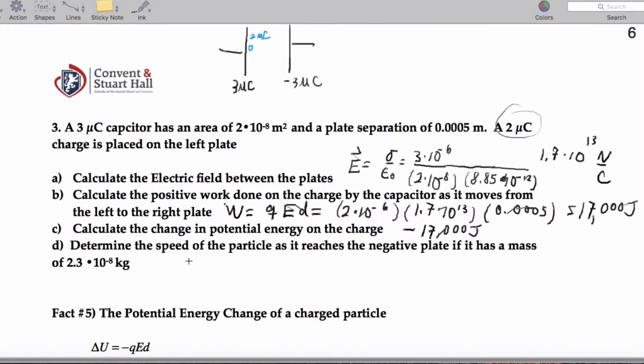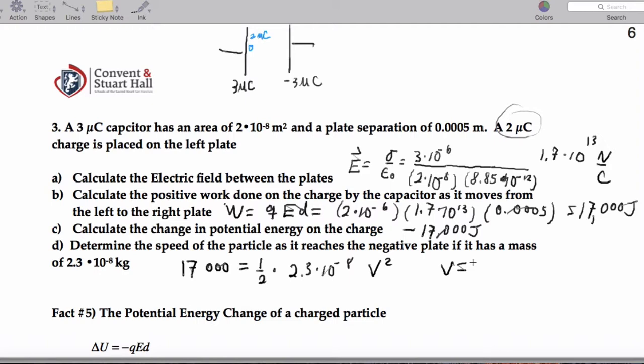So let's get the speed. So 17,000 joules equals 1/2 times 2.3 times 10 to the negative 8th times v squared. So when we isolate v, we're going to get a pretty big number here.